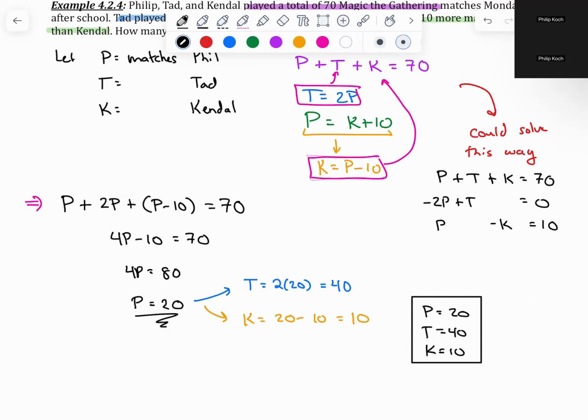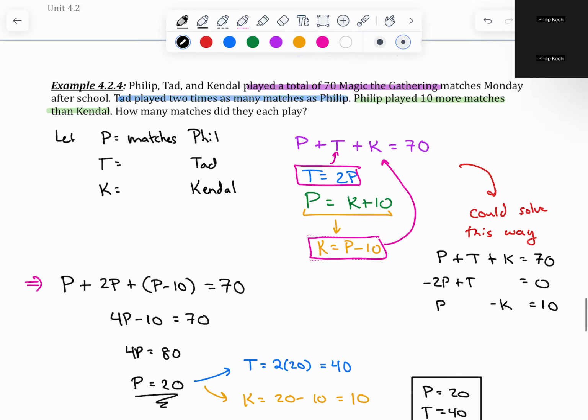Okay. So the way I was looking at it was I was saying Phil played 10 more matches. So Phil's matches is, which means equals, 10 more than Kendall's matches. So 10 plus Kendall is equal to P. That's how I viewed it. But you can also, as you said, if you're saying that Philip played 10 more matches than Kendall, that means that Kendall's matches would be Phil's minus 10. That's another way to view it.